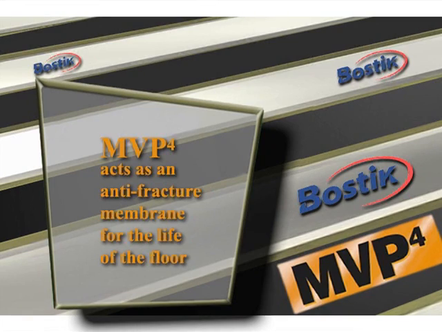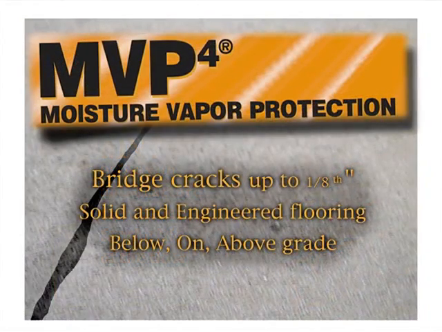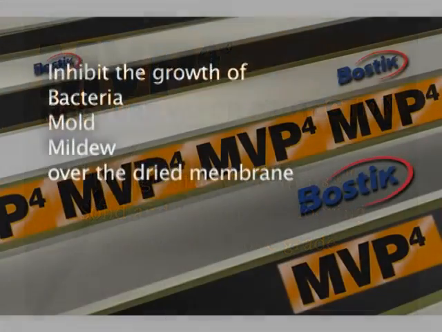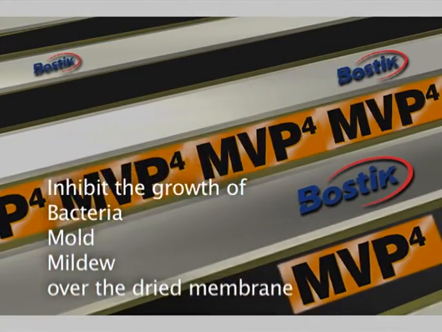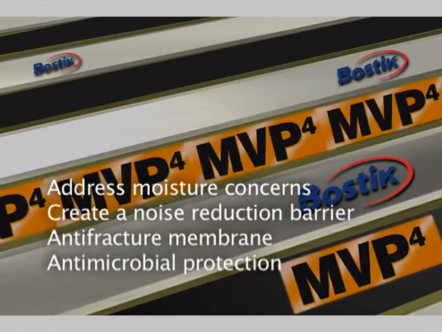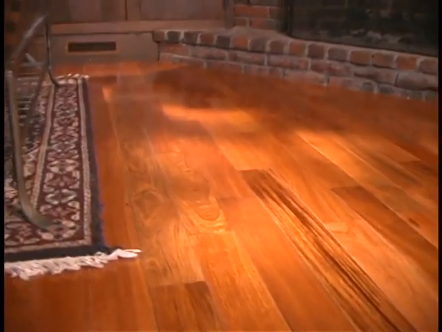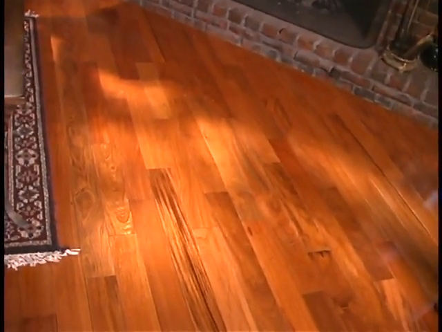As mentioned, MVP4 will establish an anti-fracture membrane to bridge cracks up to 1/8 inch and will inhibit the growth of bacteria, mold, or mildew over the dried membrane. These 4 features of MVP4 all add up to additional protection, which will help maintain the beauty and integrity of your wood floor for the life of the installation.